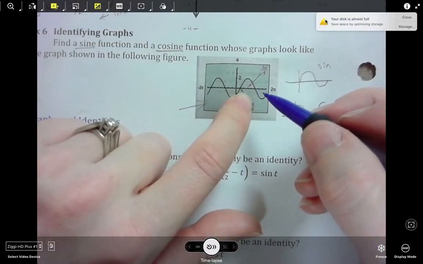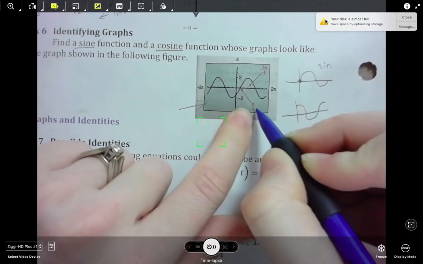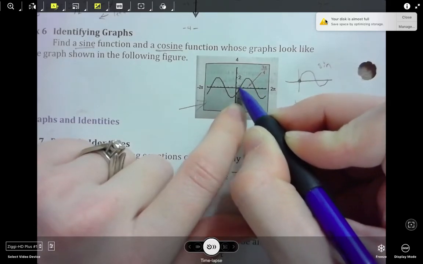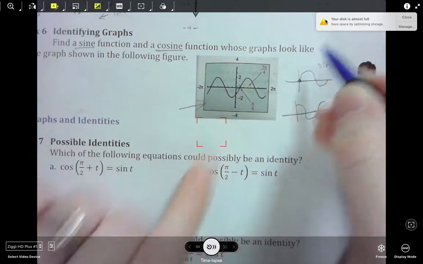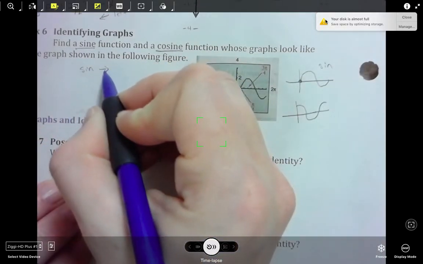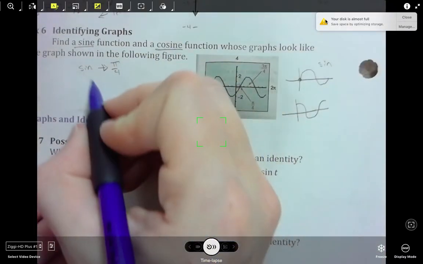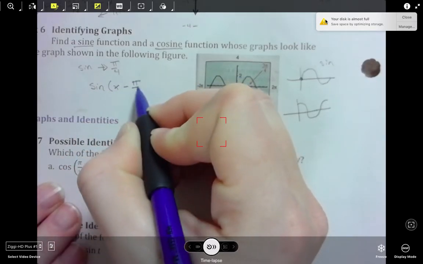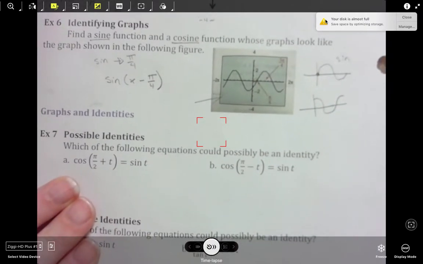The normal sine starts down here at 0, 0. This guy is shifted. It says pi over 4 units to the right. So instead of starting at 0, 0, he's starting pi over 4 units to the right. So my sine function has been shifted to the right pi over 4. Well, what that's going to look like is sine of x minus pi over 4, because going to the right means that you do the opposite sign. So sine of x minus pi over 4. We shifted pi over 4 units to the right.